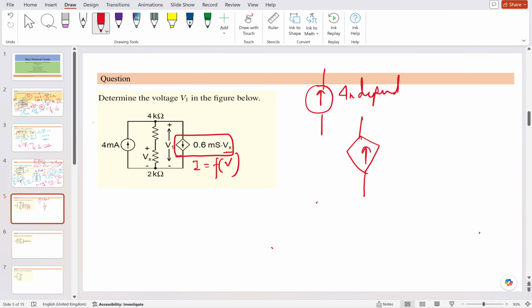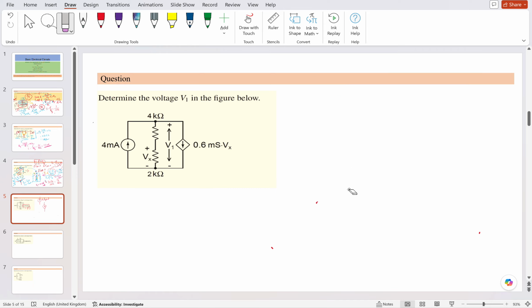This is to differentiate between a dependent source and an independent source. Whenever you see a diamond, it is a dependent source. It will be dependent either upon a current or upon a certain voltage. Here it is dependent upon the voltage. Okay, sir. Thank you.